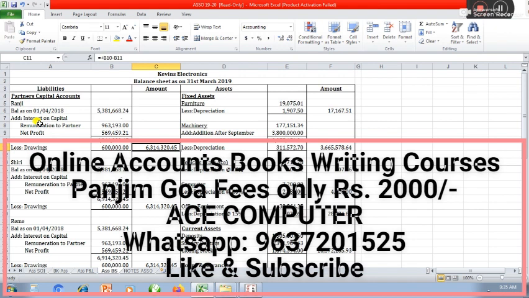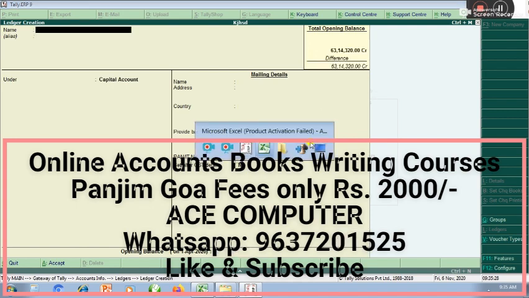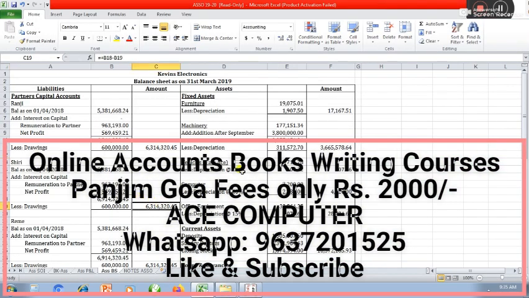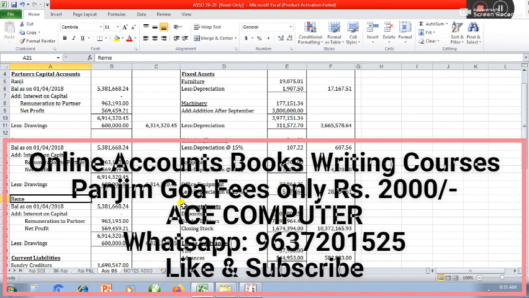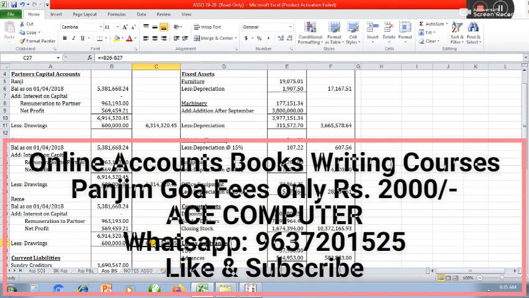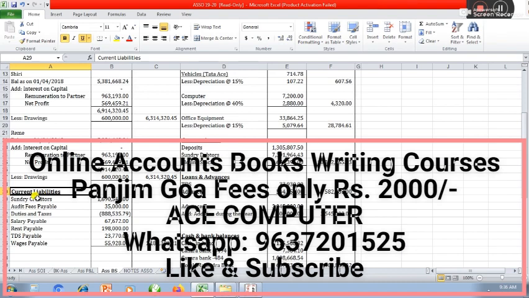Amount directly you take from this. Don't use this add less. This is last year, you take this value directly: 63 lakhs 14,320. Okay. Then next one is Shiri Capital, again 63 lakhs 14,320. Then there is one more, Remy Capital, 63 lakhs 14,320. Then you take this current liability, sundry creditors.